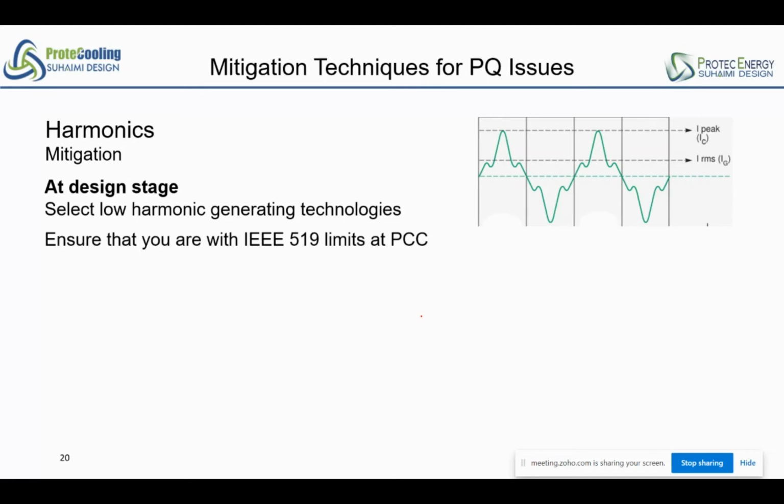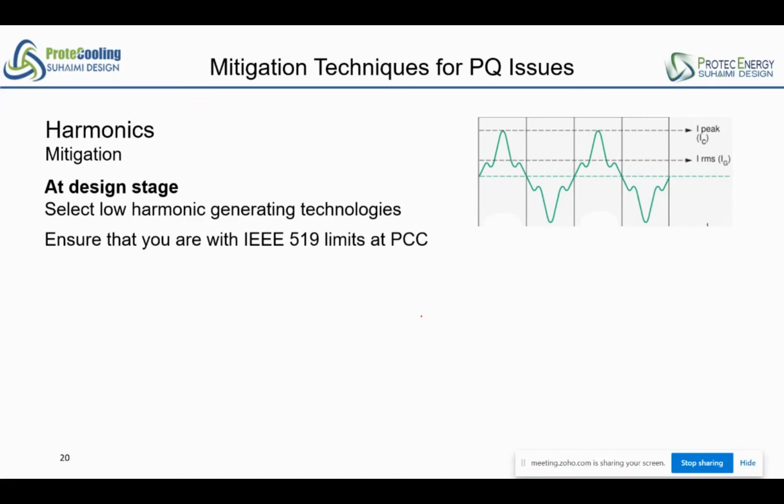Then at the design stage, you need to ensure that your IEEE 519 limits are met at the PCC. Now, why are we talking about the design stage? Because at the design stage, any modification will need only some additional investment. You don't need to install very new equipment to mitigate the issues.